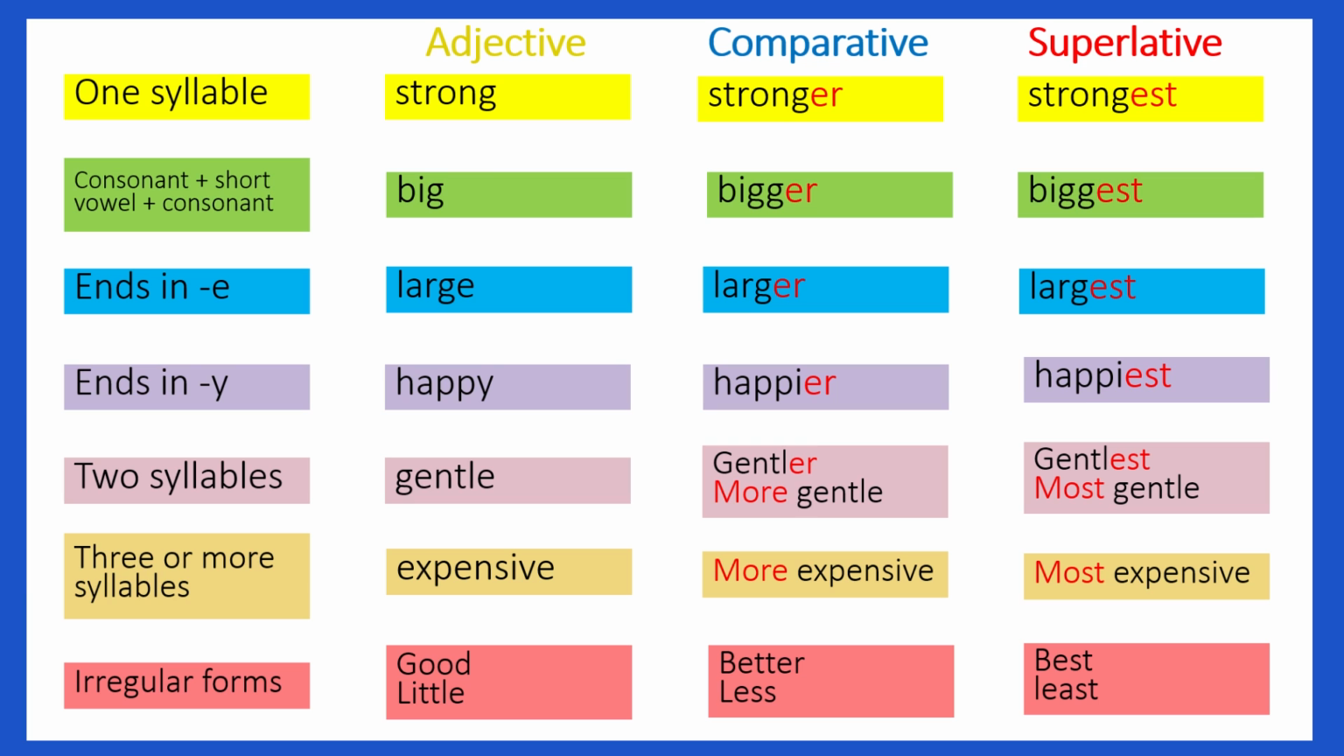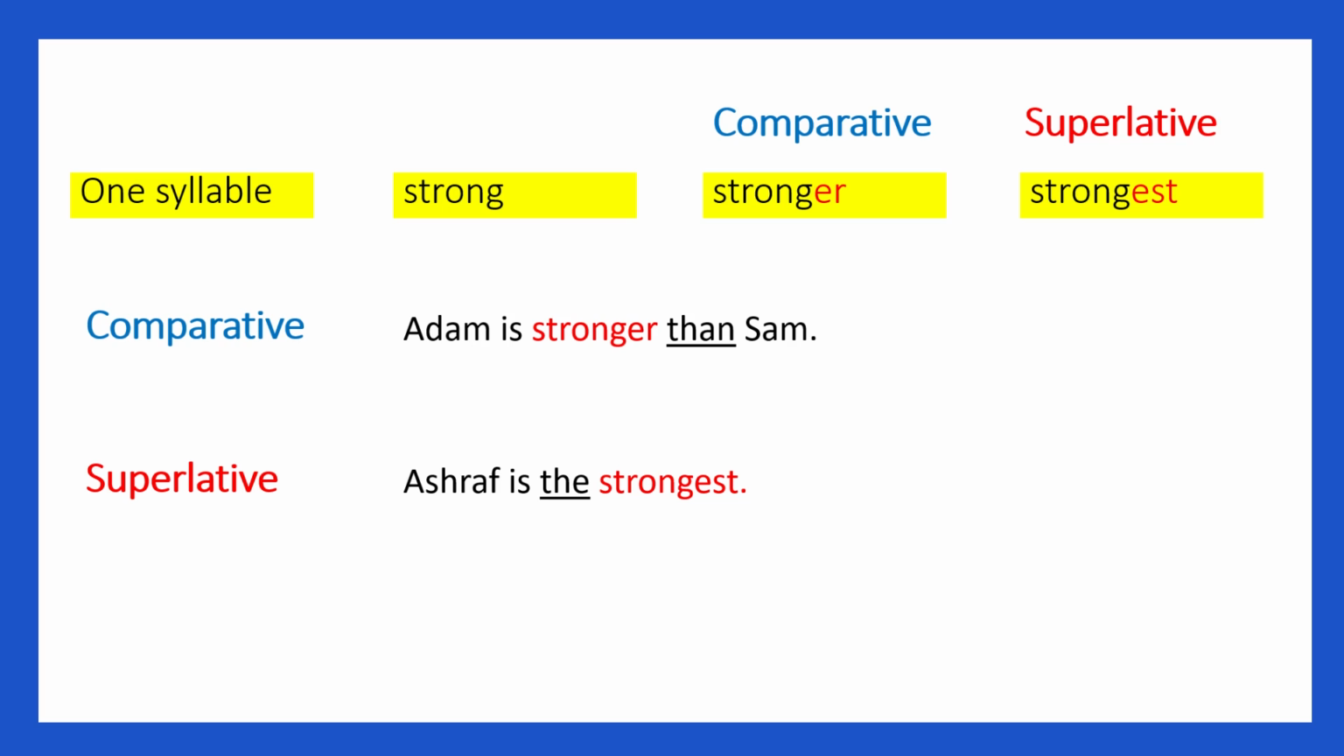So lastly, there are some irregular forms that don't follow the rules. For example, good becomes better, becomes best. Little becomes less, and least. Okay? Okay, now let's go through each rule with examples of sentences.